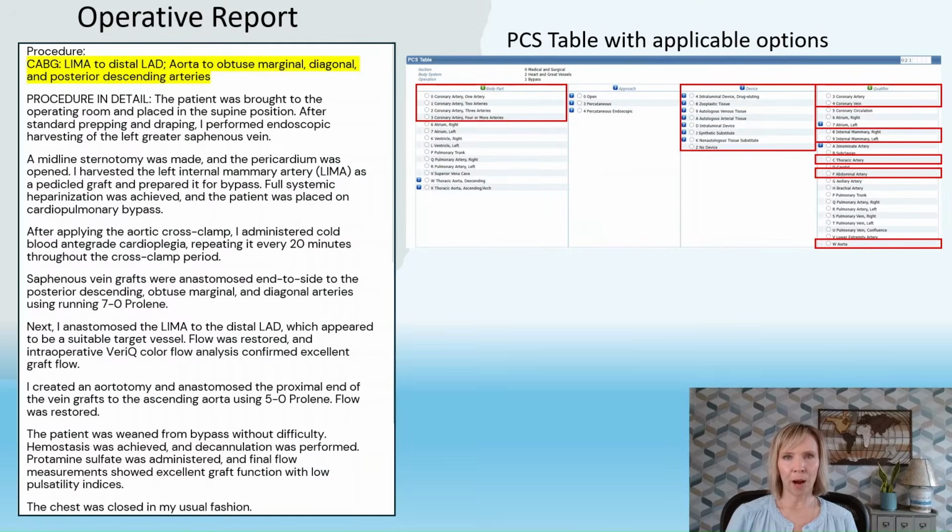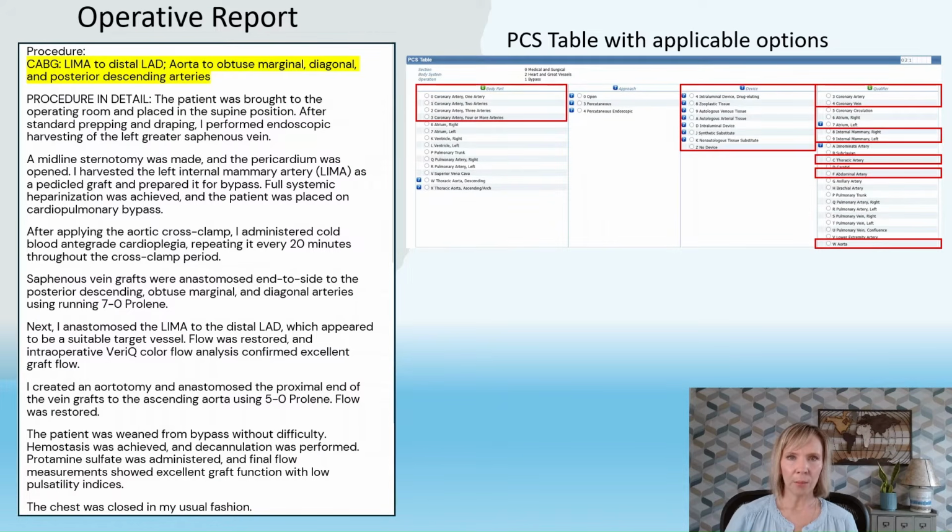Let's take a look at an operative report. The title of the operative report is CABG, LIMA to distal LAD, aorta to obtuse marginal, diagonal and posterior descending arteries. This indicates that 4 coronary arteries were bypassed. 1 graft from the left internal mammary artery to the distal left anterior descending artery, 3 grafts from the aorta to the obtuse marginal, diagonal, and posterior descending arteries.